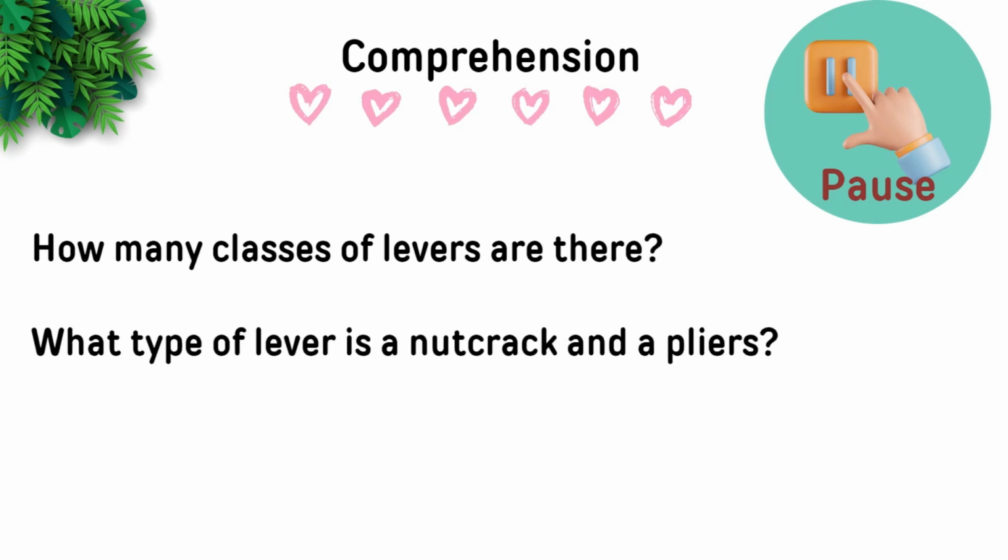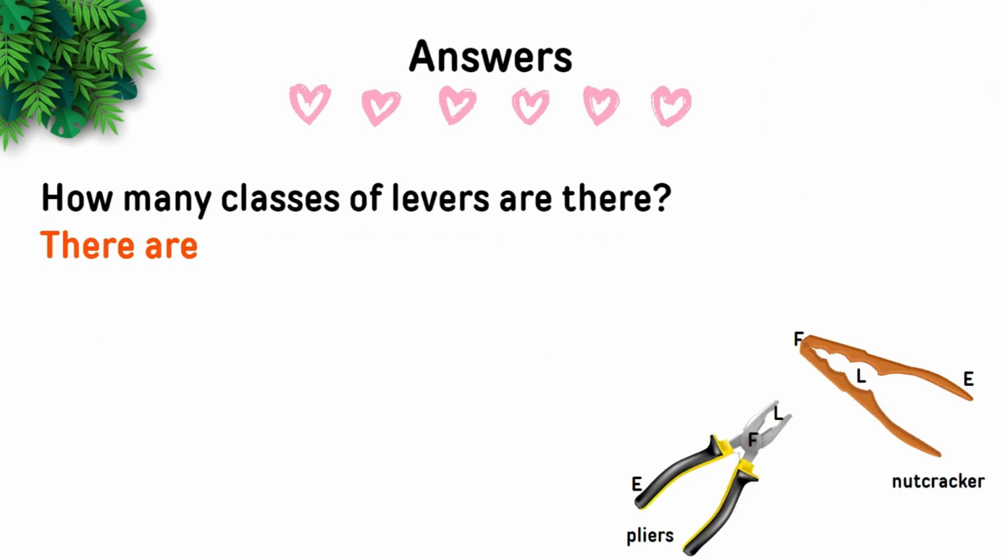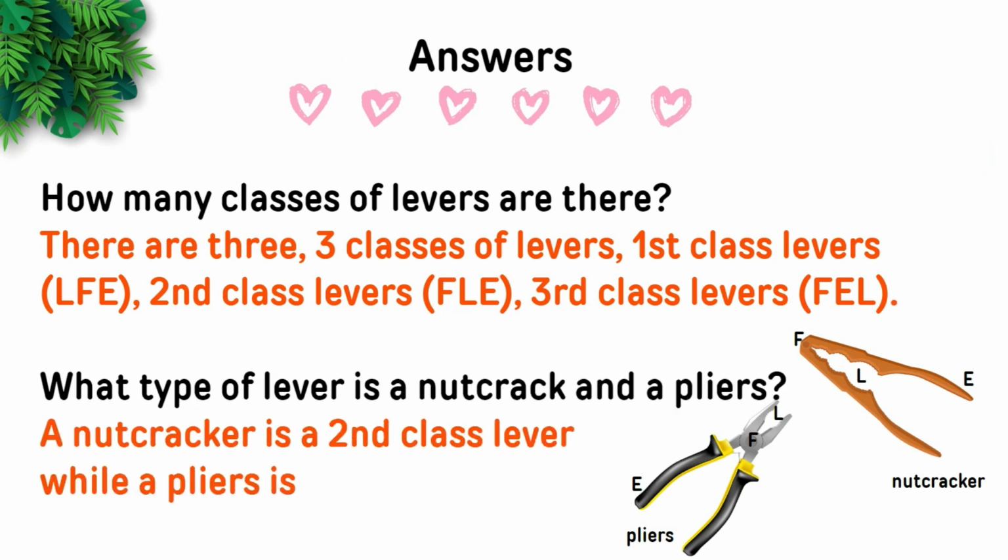Comprehension. How many classes of levers are there? What type of lever is a nutcracker and a pliers? You may pause the video to answer these questions. There are 3 classes of levers: first, second, and third class levers. A nutcracker is a second class lever, while a pliers is a first class lever.